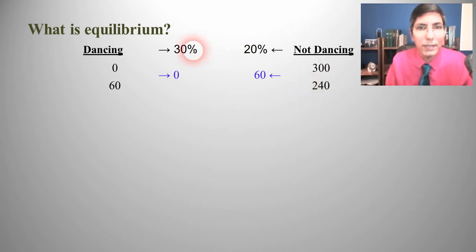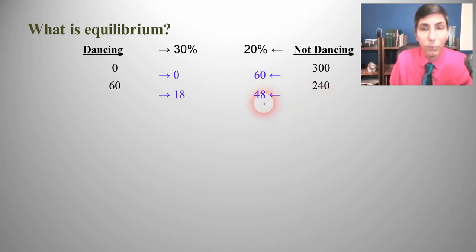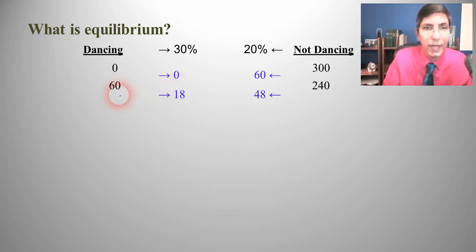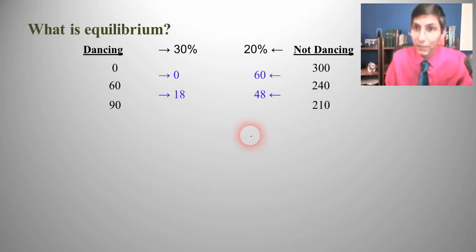So this time, 30% of 60 is 18 who will sit down, and then 20% of 240, which is 48, will get up and start dancing. So we can see those are our numbers. If you subtract, that's a net of 30 in the direction of the dance floor. So this side will go up by 30, and this side will go down by 30. So we're down to 90 and 210. And this is going to happen again.